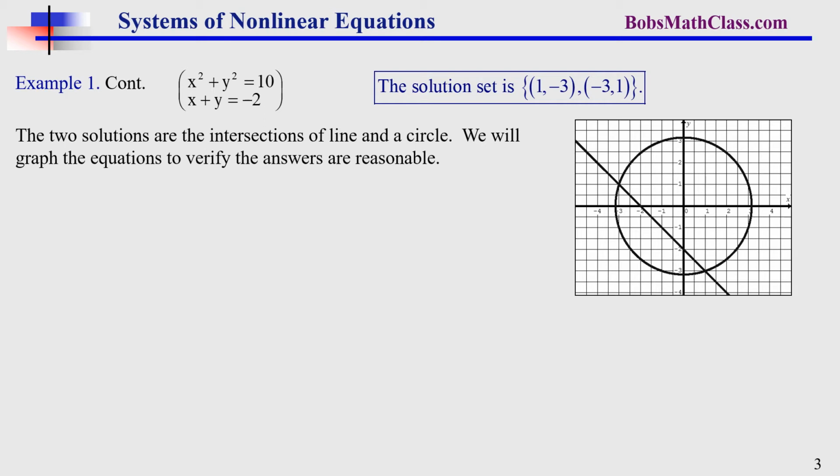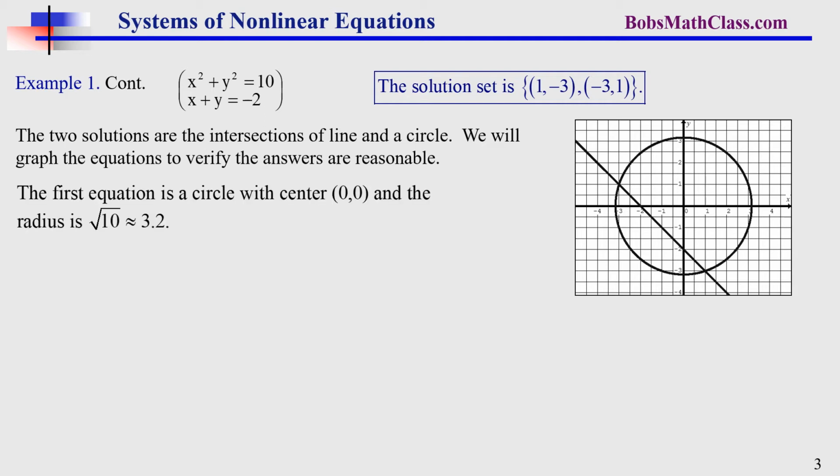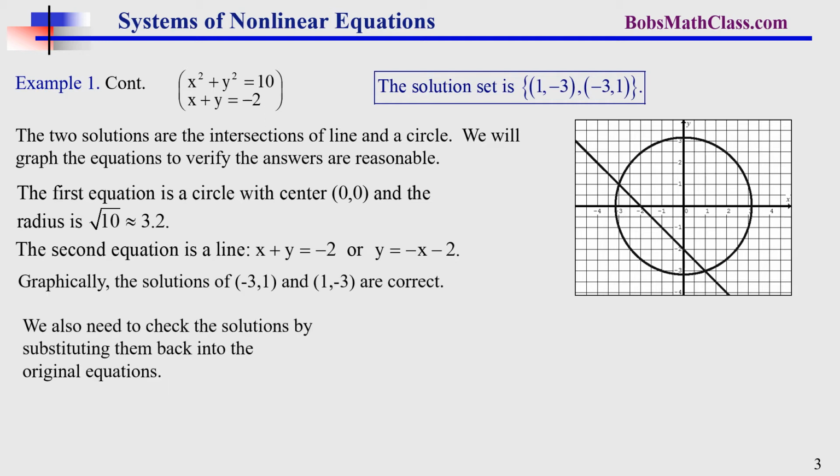So we can see that's a circle. And then the bottom row is an equation. If you get y by itself, you'll get y equals negative x minus 2. So it has a slope of negative 1. It hits the y axis at negative 2. Anyway, so we can just see that our answers are reasonable to where the line and the circle intersect. Again, the circle has a center of 0, 0 with a radius of about 3.2. And so the graph does make sense.